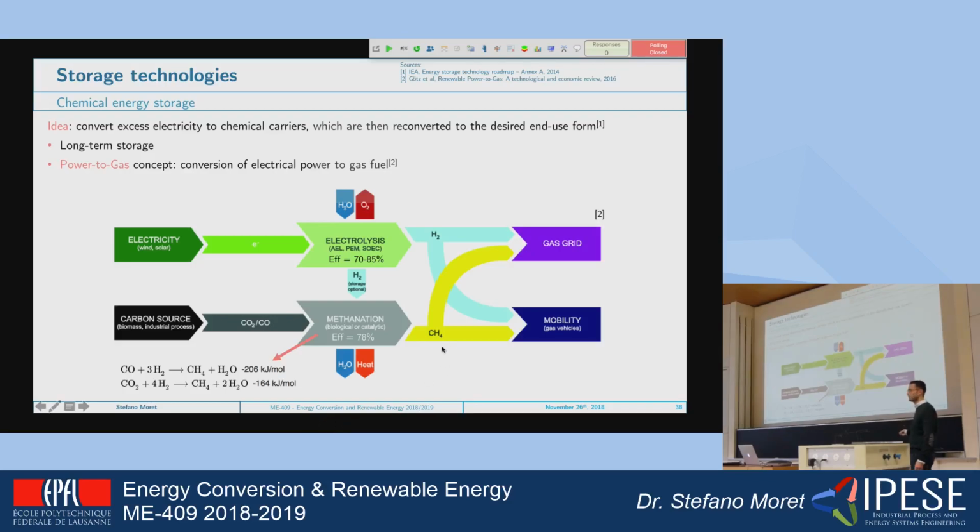The other option can be, for example, using the CH4 in this case, or the hydrogen directly for mobility. So you see, again, an application of a sort of smart system that you will find more and more applications of in the future.